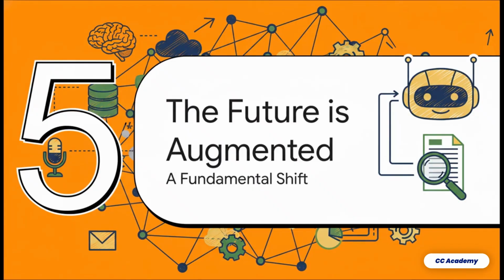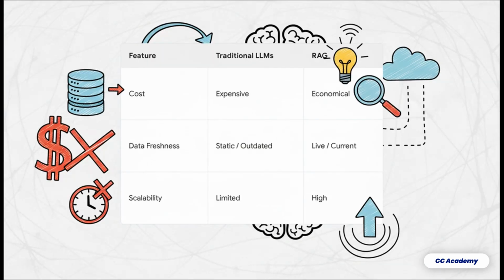All right, let's bring it all home and see how this all comes together. We're not just talking about a minor update to AI here. We are talking about a fundamental shift in how we're going to be building with this technology from now on. So the key takeaway is really this. When you put them head to head, the advantages are just crystal clear. RAG is more cost-effective, it keeps the AI's knowledge fresh, and it's way, way more scalable. It's a clear winner on every single key metric.